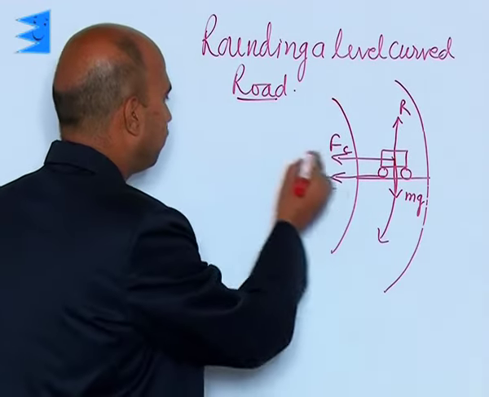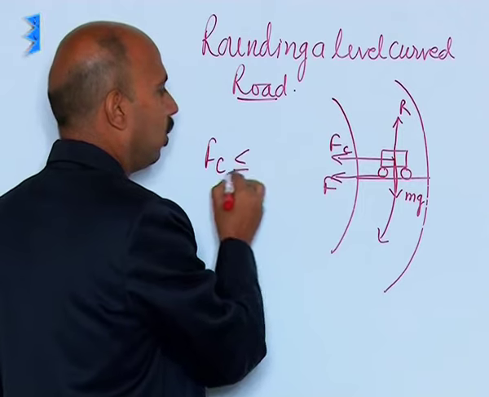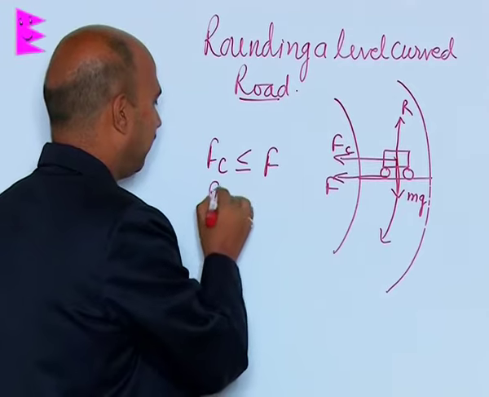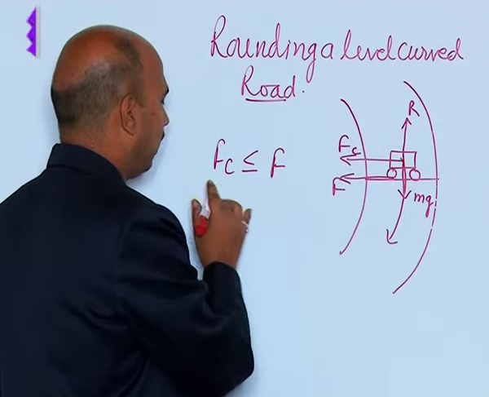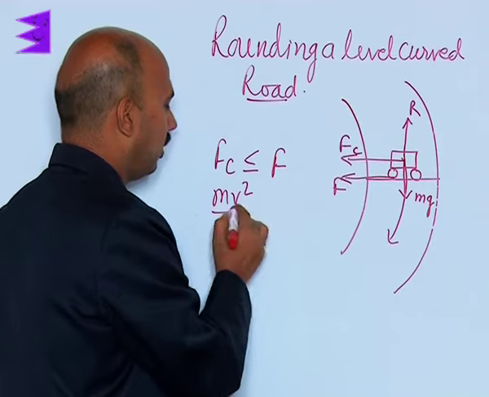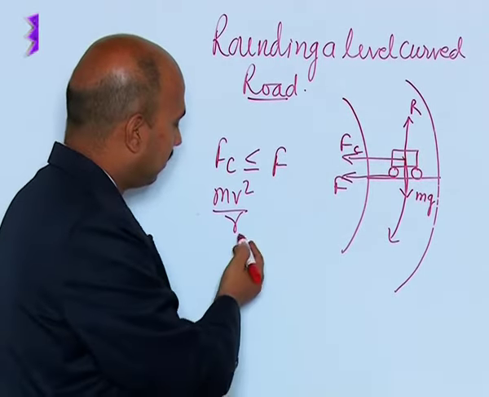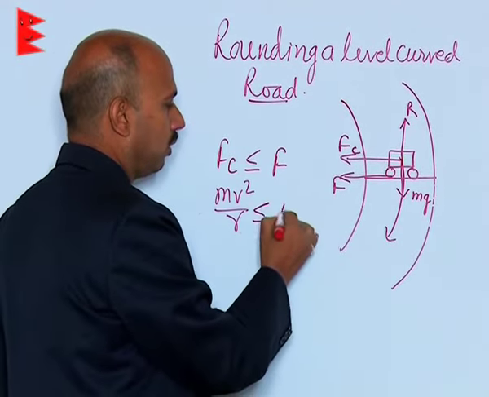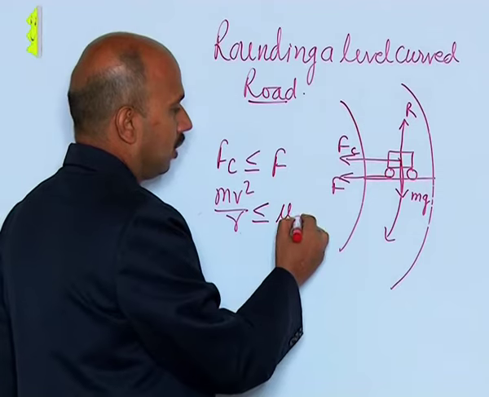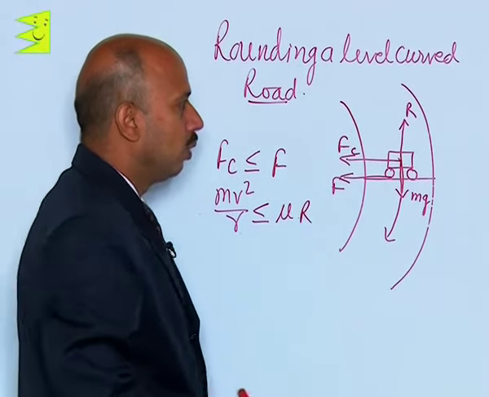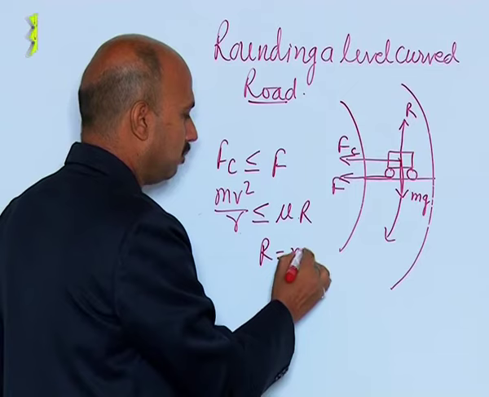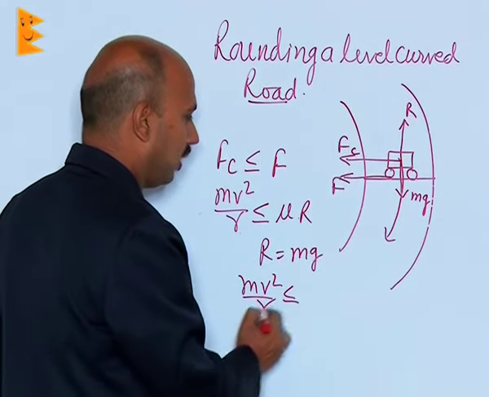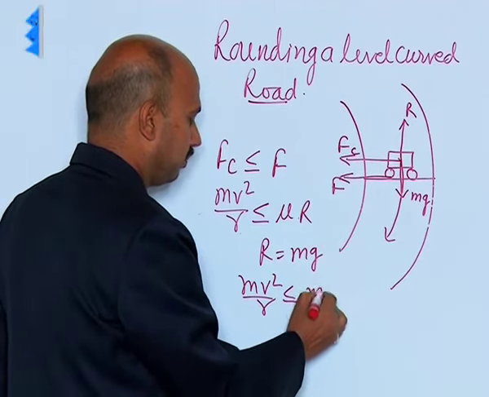So we can write here Fc is less than or equal to F. We can write Fc as mv square upon r, where v is the speed of the car, r is the radius of the circular path, and m is the mass, less than or equal to mu R. We can take R equal to mg. So we can write mv square upon r is less than or equal to mu mg.